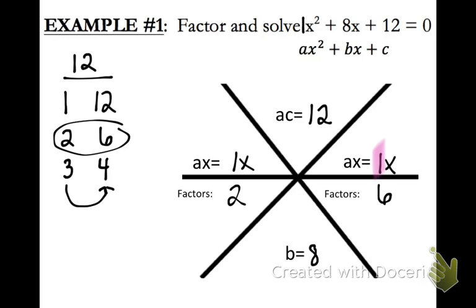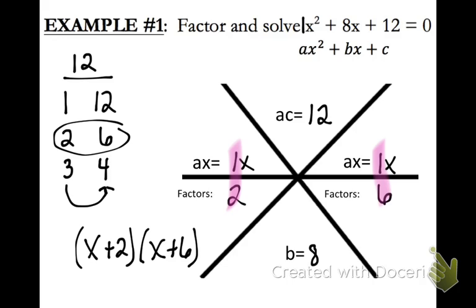Then we need to look at these kind of like fractions. You just need to ask yourself, is there any number that divides both 1 and 2 or 1 and 6? There's not, so I can just write my final answer. I just put each of those sides in parentheses. So x plus 2 and x plus 6. It does not matter which side; if you had put the x plus 6 first, it doesn't matter. So that's the factoring part. If I had asked you to factor it, this would be your answer.